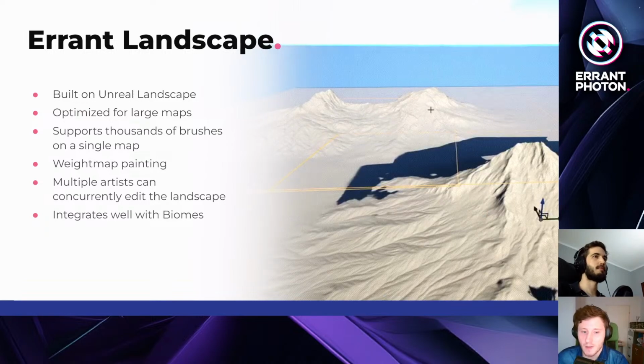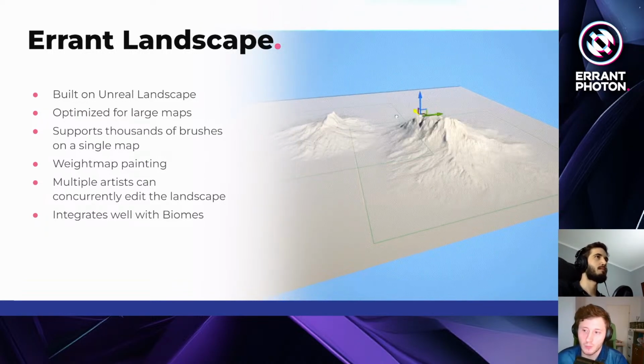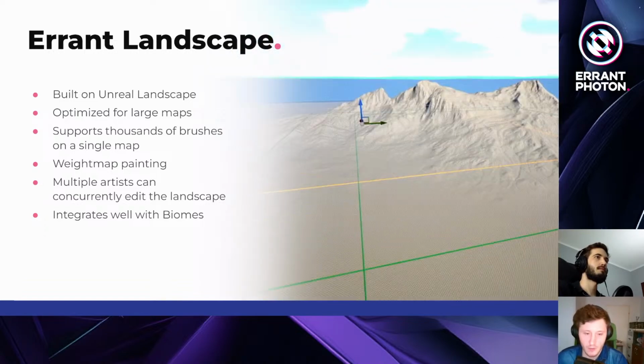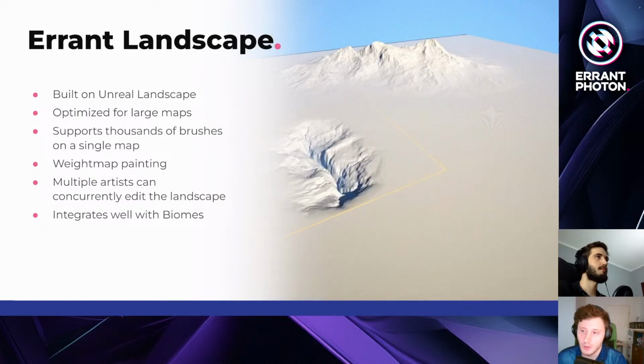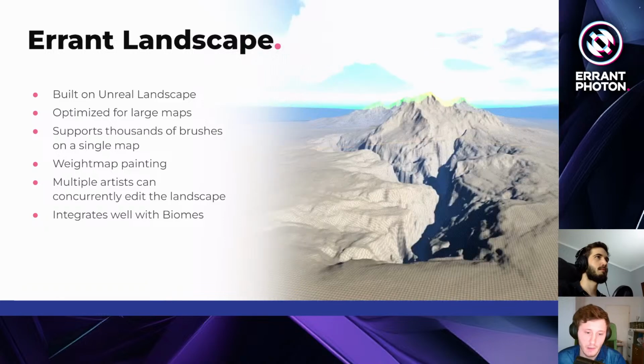Another thing is that the plugin supports weight map painting. So you can import a splat map, let's say made in Gaia, add it to a brush, and you could, for example, generate snow coverage based on that.